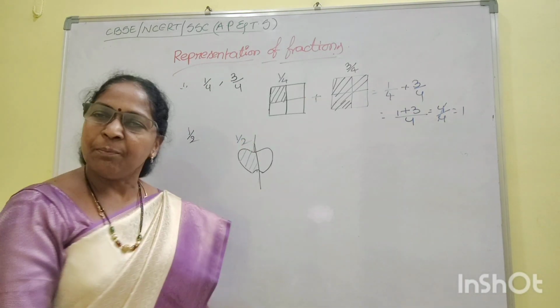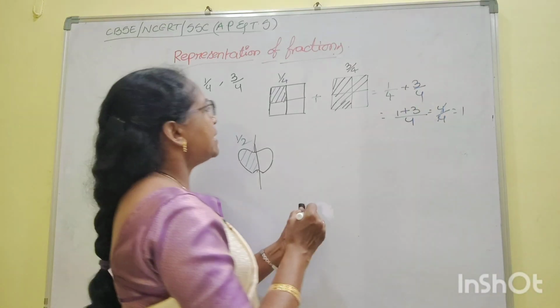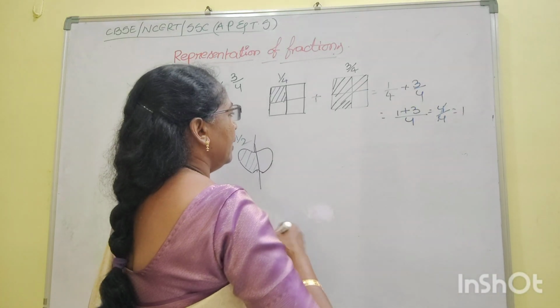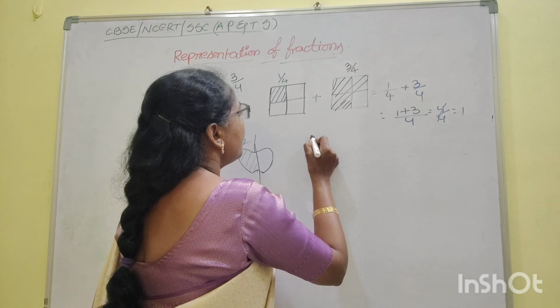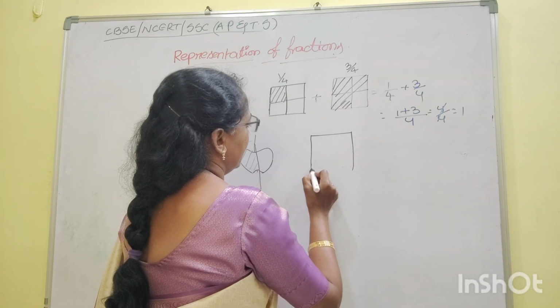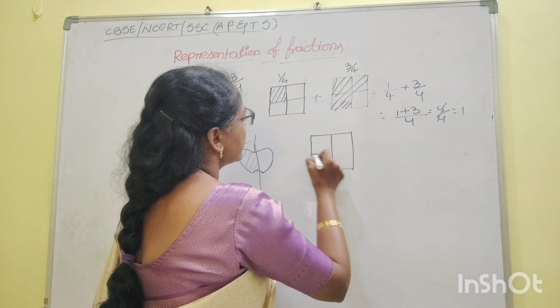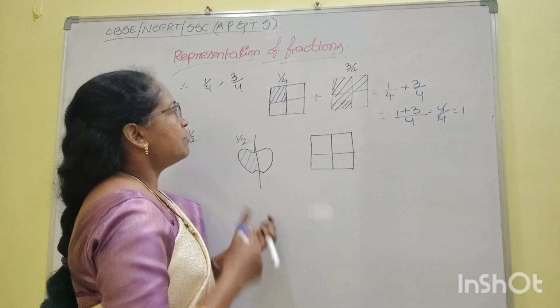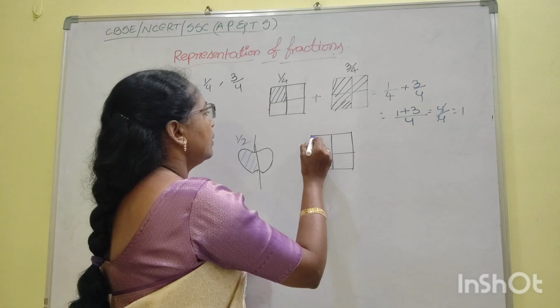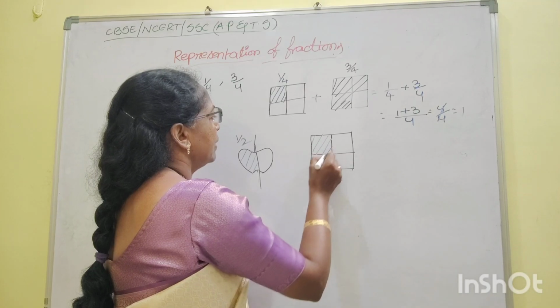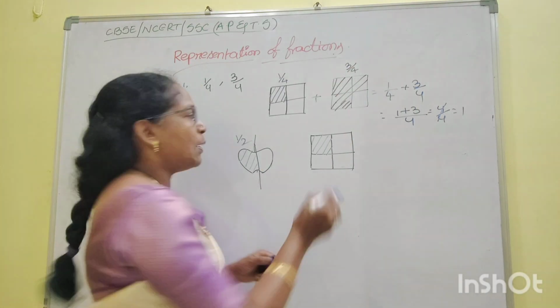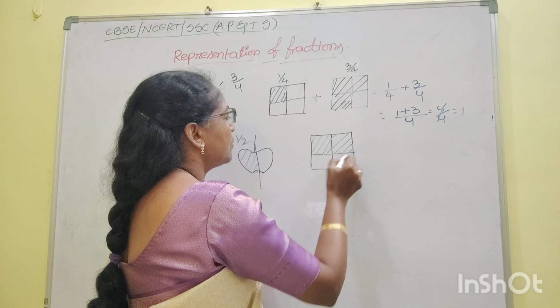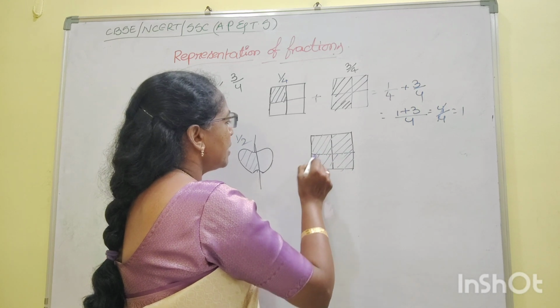Symbolically, how can you represent it? See here, it is like this. Draw one picture divided into 4 parts. Now in this, the first one is 1 part. Shade that 1 part. Next, how many parts? 3 parts. The remaining 3 parts you also have to shade. All parts you have to shade.